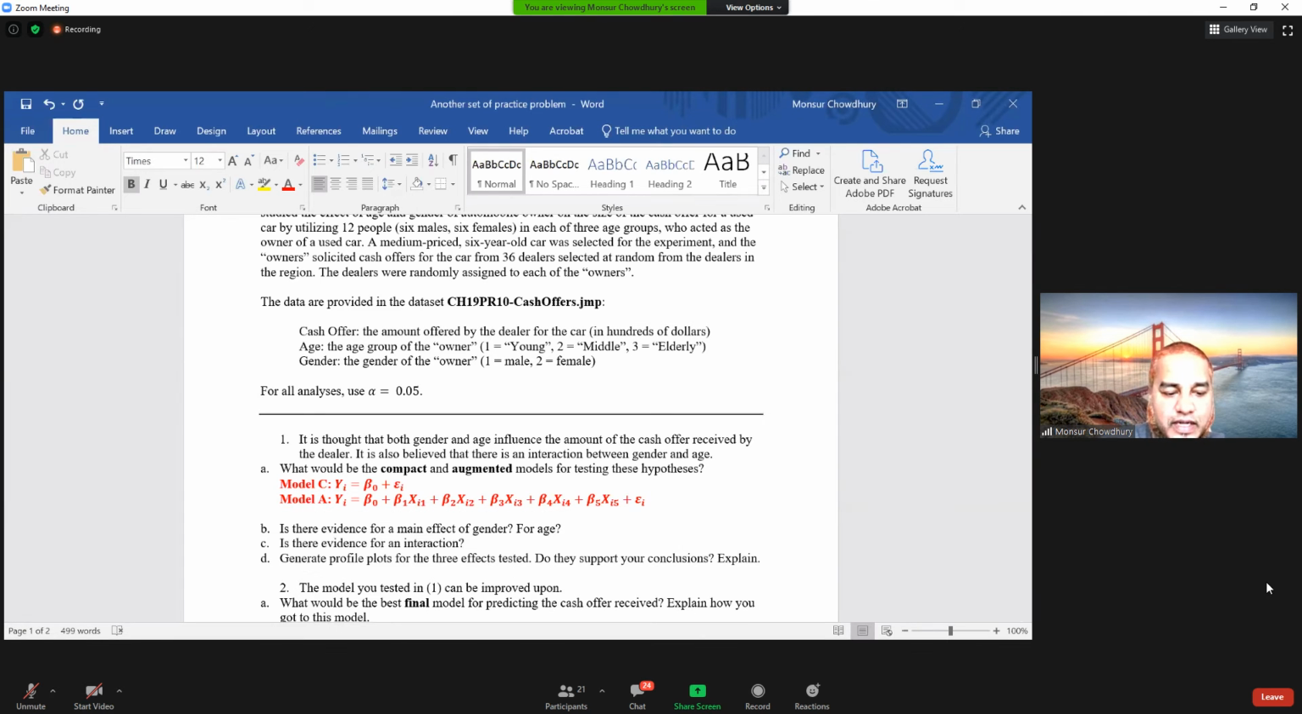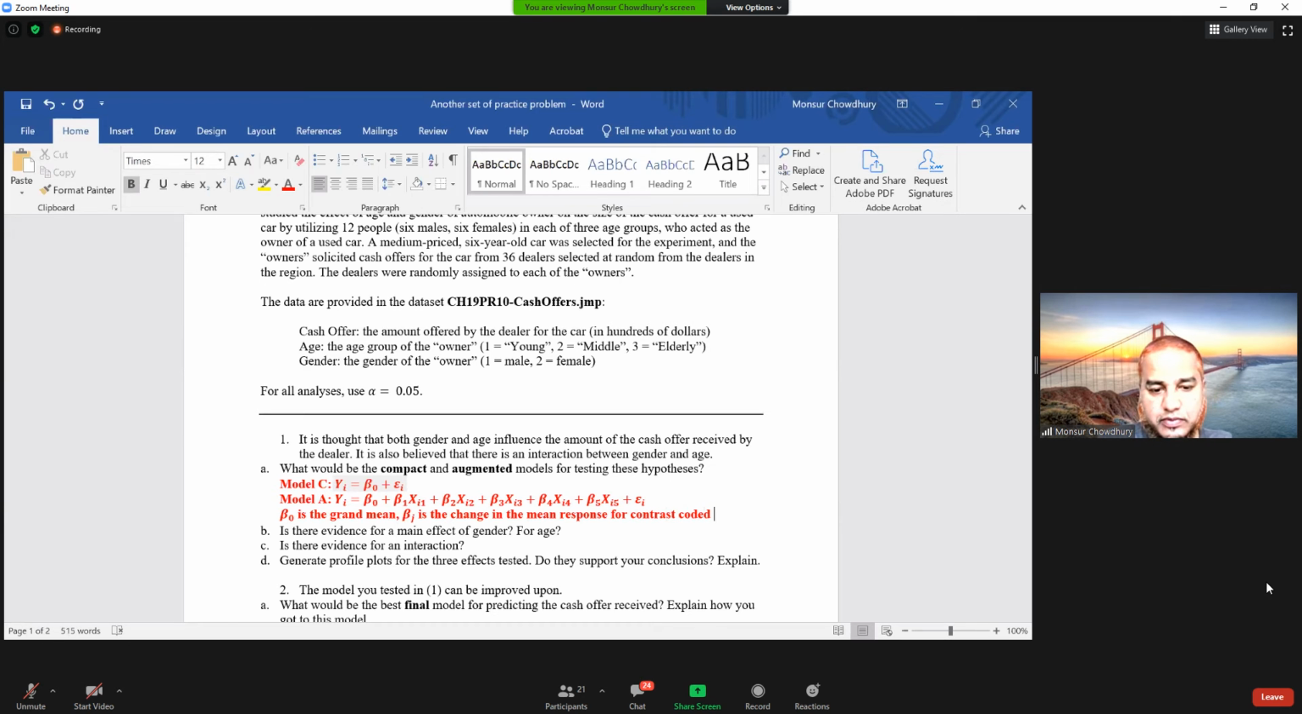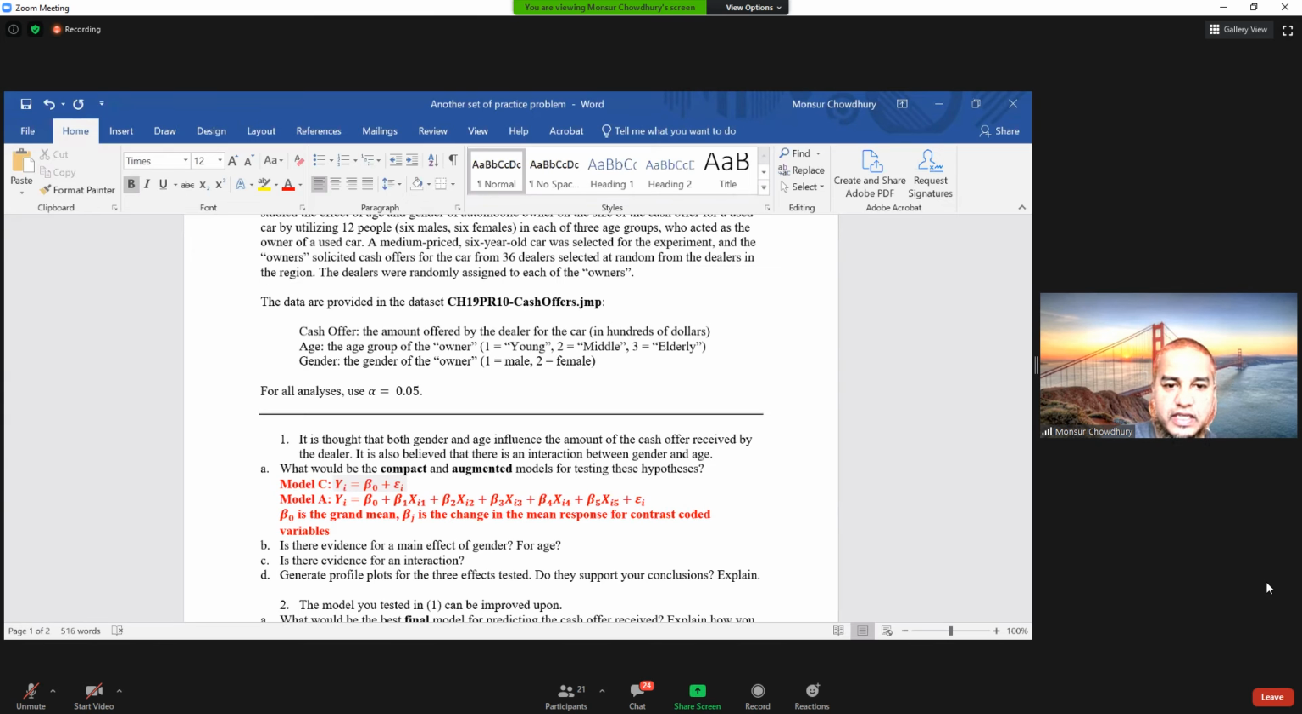So we can say here beta 0 is the grand mean, and beta j in general is the change in the mean response for contrast coded variable xj.